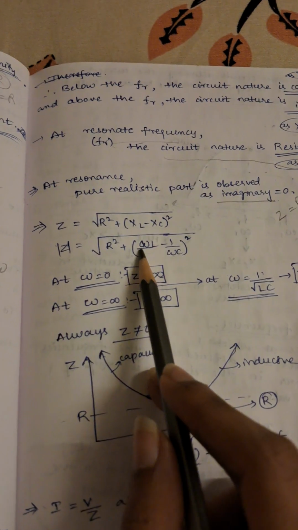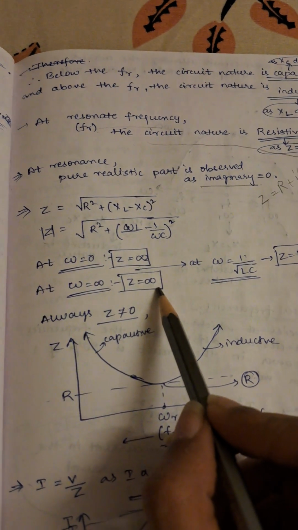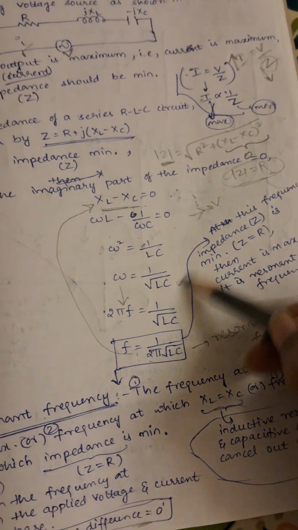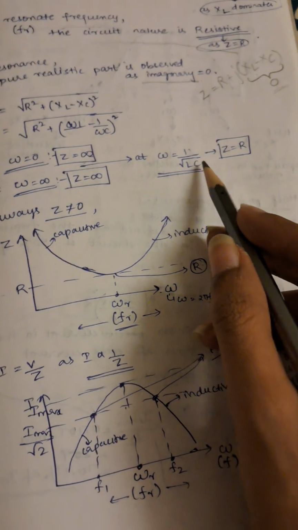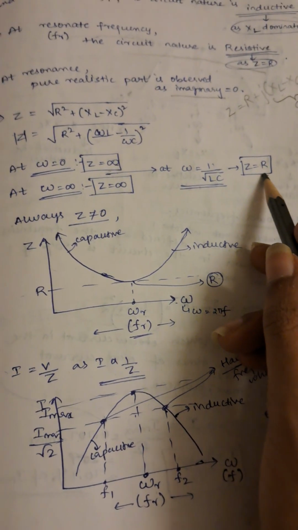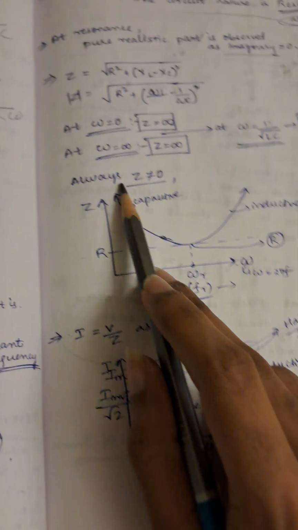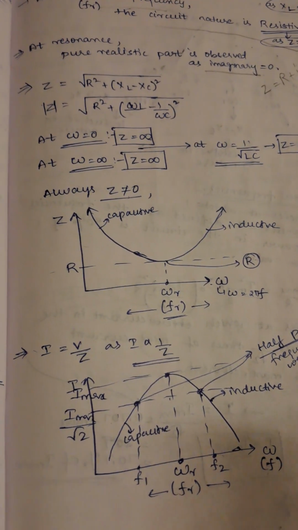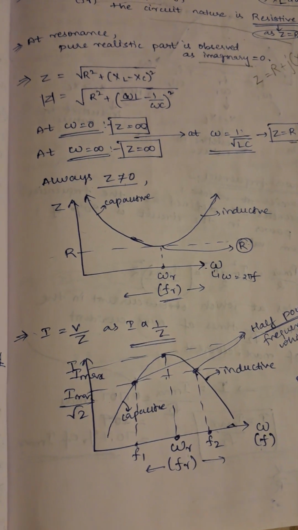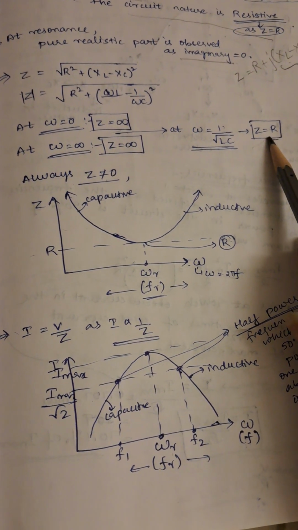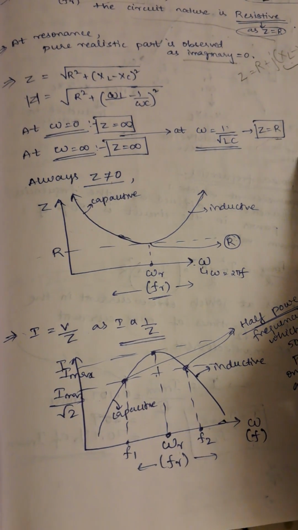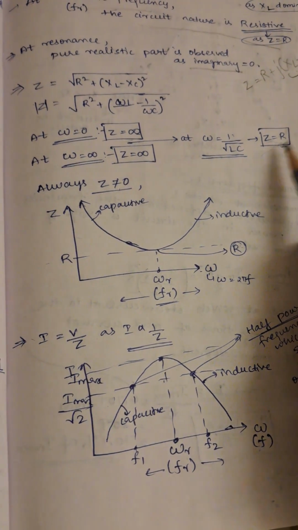If omega is infinite, then also Z will be infinite. At omega equal to 1 by root LC, which is the resonant condition we have done already, Z is equal to R. Z is never equal to 0, meaning some impedance will always be there, even at the maximum condition. That means the resistance which opposes the AC current flow is not at all 0. Some restriction of the current will be there.